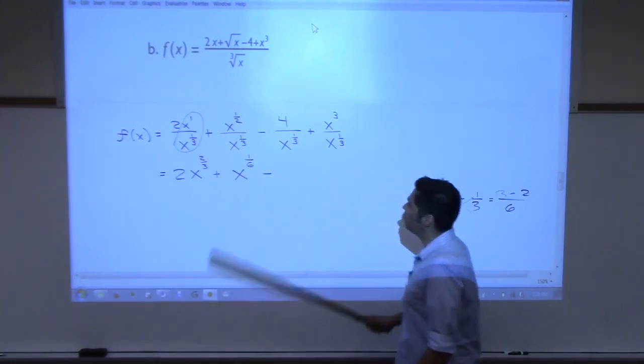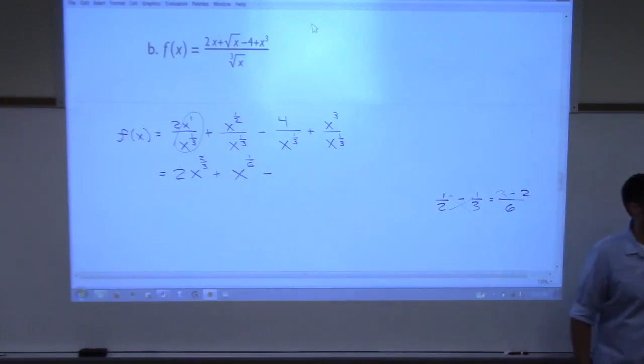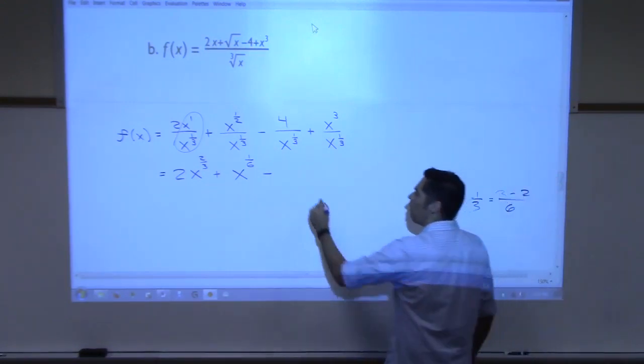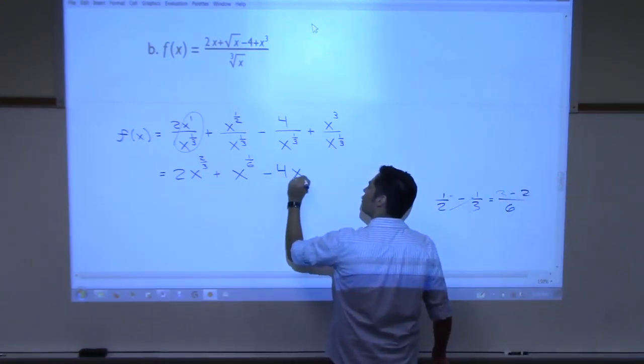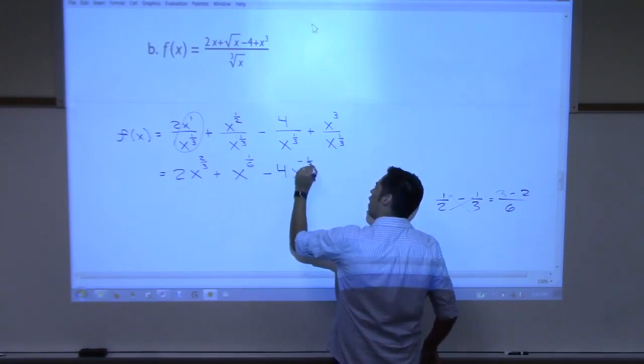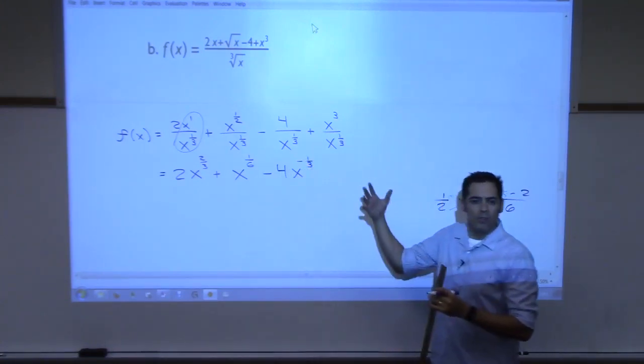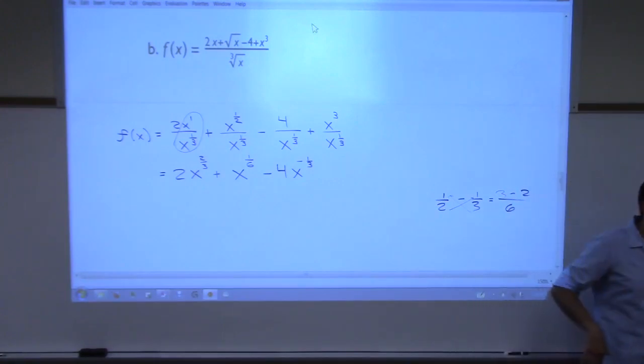Minus, now what about this one? There's not an x up there. This is a subtle thing, but it's an important thing. You cannot leave that x to the 1/3 down there. So bring it up and make it x to the negative 1/3. All right? Your power rule only works if your x is up in the numerator. It does not work if it's downstairs in the denominator. We good with that?